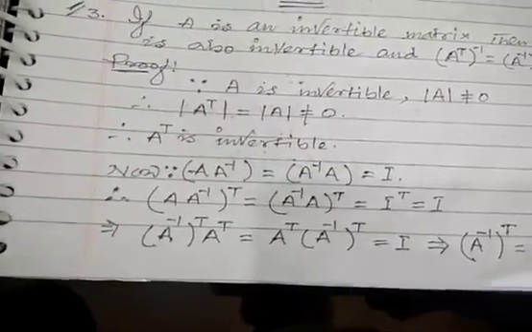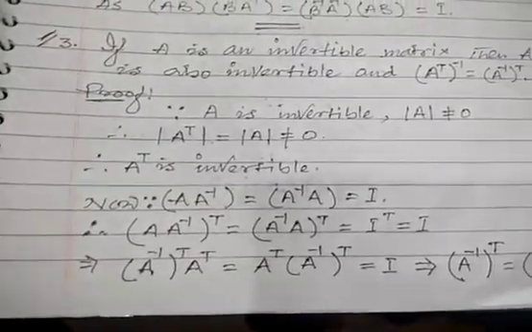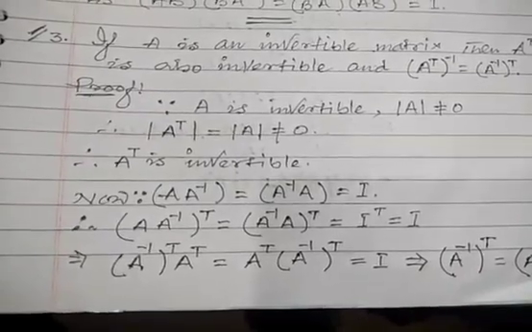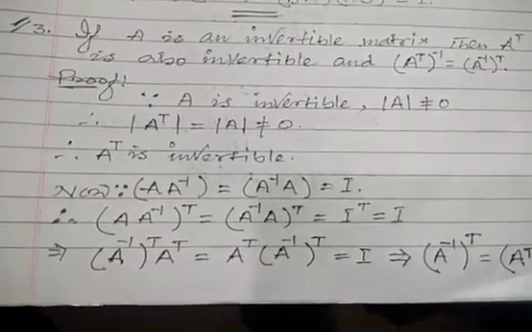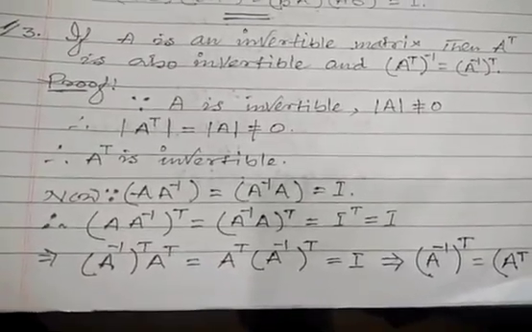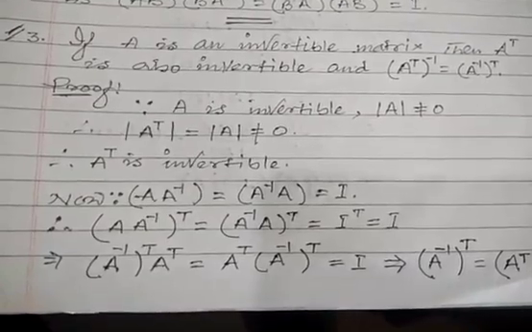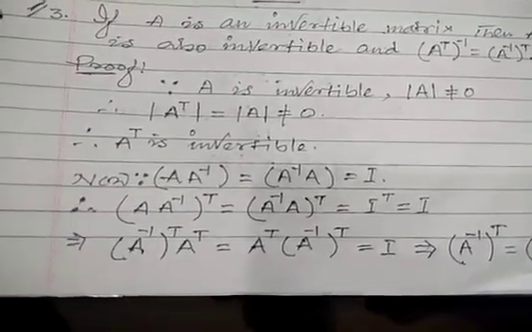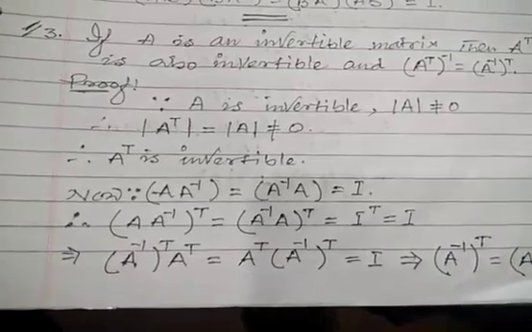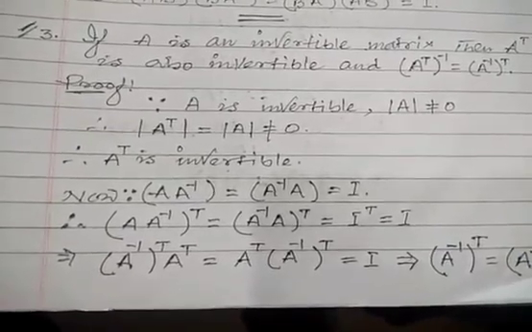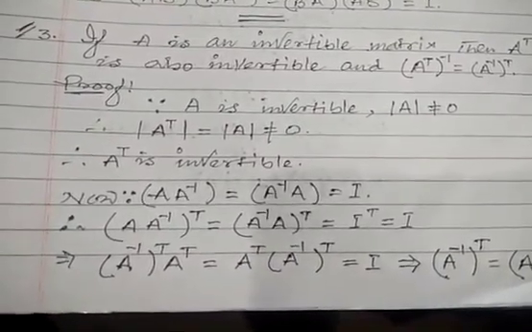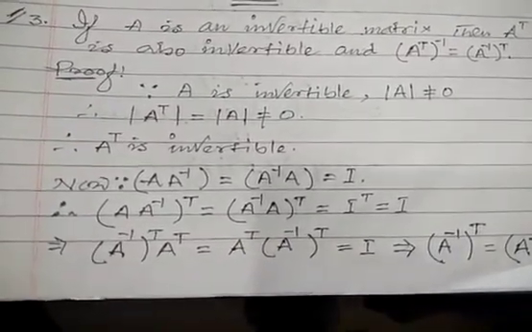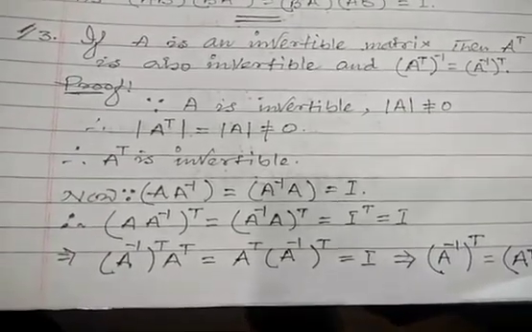If we take the transpose of all these three, that is, A A inverse whole transpose is equal to A inverse A whole transpose is equal to I transpose. I transpose is again I. And we know AB whole transpose is equal to B transpose A transpose. We have discussed it. So A A inverse whole transpose is equal to A inverse transpose into A transpose, and A inverse A whole transpose is equal to A transpose into A inverse transpose.